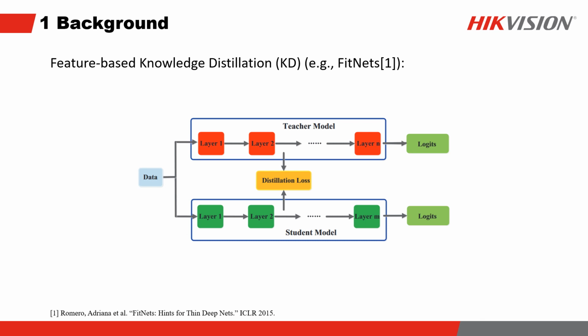Knowledge distillation is a model compression and transfer learning technique where a small student model is trained to mimic a large teacher model, preserving acceptable performance with reduced model size. FitNets is a classical feature-based KD method that uses the feature map of the middle layer of the network as knowledge.